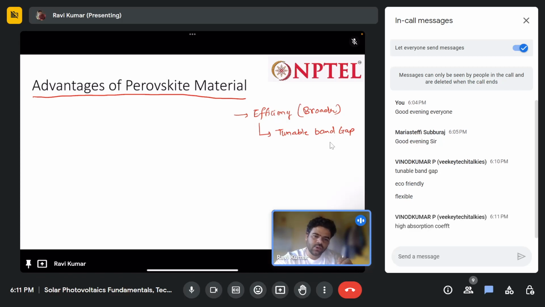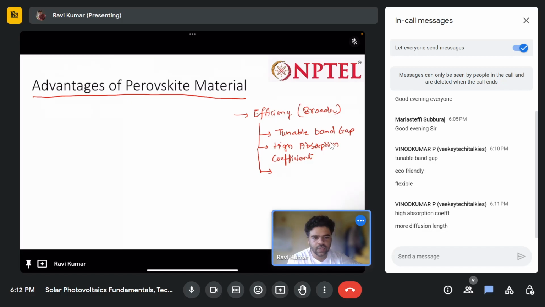What will this tunable band gap do? What are the benefits of being a tunable band gap? Yes, we know. The second one is high absorption coefficient. More. Yeah, what does this tunable band gap do? What are the benefits of a tunable band gap? More diffusion length, okay, this is another one. Or we can say high diffusion length.